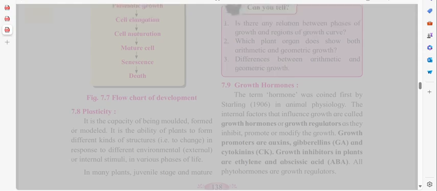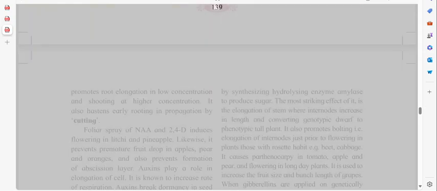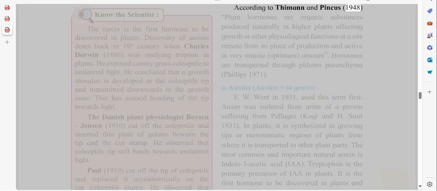According to Thimann and Pincus, 1948, plant hormones are organic substances produced naturally in higher plants, affecting growth or other physiological functions at a site remote from its place of production, and active in very minute, optimum, amount. Hormones are transported through phloem parenchyma, Phillips 1971.